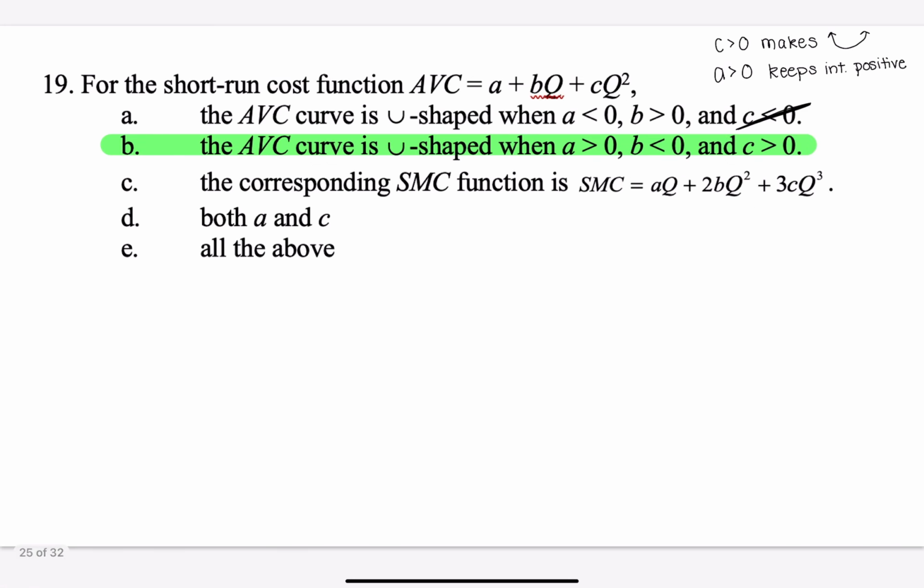Next one is apparently still highlighted, which is okay. For the short run, cost function average variable cost equals A plus BQ plus CQ squared. The average variable cost curve is U-shaped when A is greater than 0, B is less than 0, and C is greater than 0. If C is greater than 0, it makes it look like a smiley face instead of a frowny face. And A greater than 0 keeps your intercept positive so that you're not too far below the x-axis.